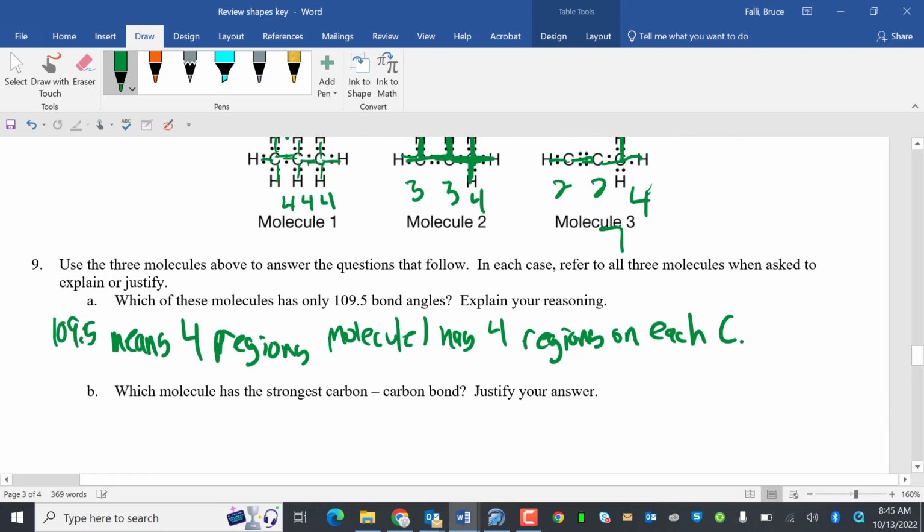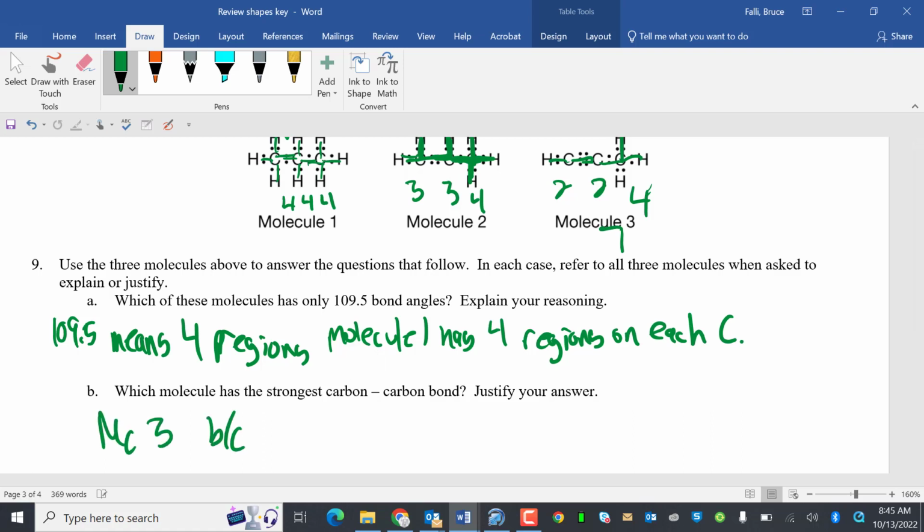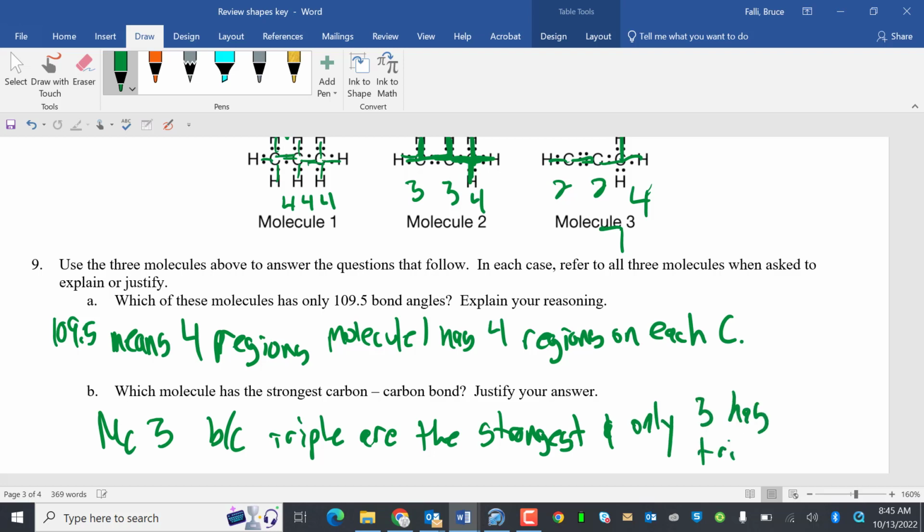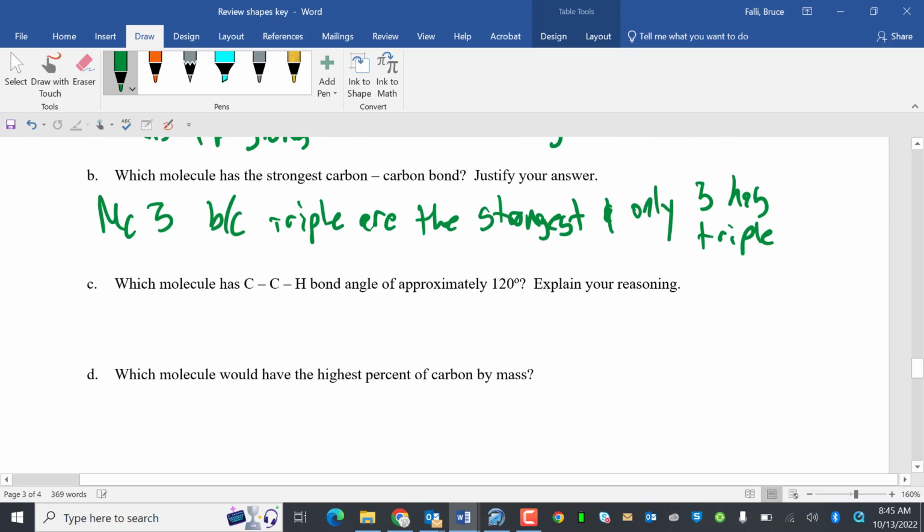Which molecule has the strongest carbon-carbon bond? The answer is going to be molecule 3 because triple bonds are the strongest and only 3 has triple. So this one had a double. This one had a triple. And this one had a home run. Oh, just kidding. They don't do that. So, hitting for the cycle with the carbons just doesn't happen.